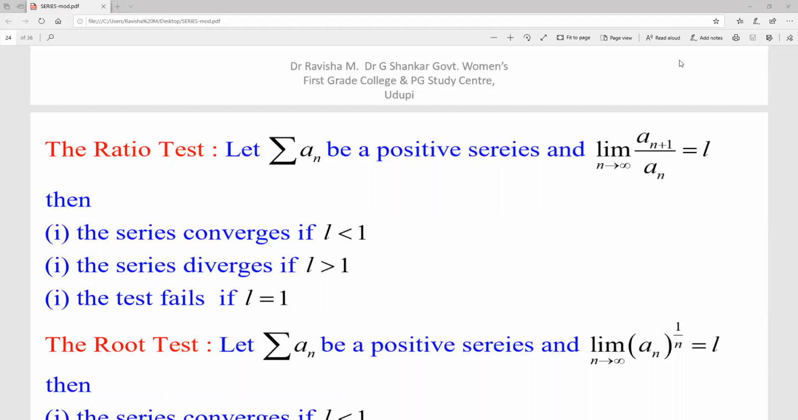So let us see what the ratio test says. Let the series a_n be a positive series, and the limit of the ratio of the (n+1)th term and the nth term of the series as n tends to infinity is L, where L may be finite or infinite. Then the series converges if L is less than 1. The series diverges if L is greater than 1, and the test fails if L is equal to 1.